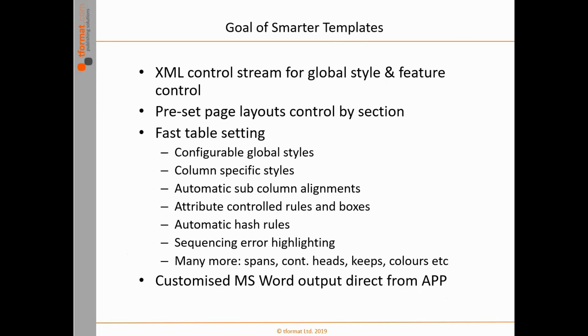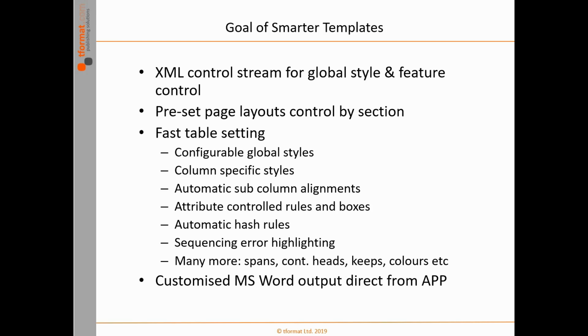So while developing the composition library, we had a goal of smarter templates. We wanted to make use of all the available features inside the latest version of APP, driven through our SML format. We have an XML control stream to control the global styles and also some of the feature switches on and off within the environment, so it's easy to change for the operators. Much of the preset page layouts are defined within the library environment and not by individual documents, but they're controlled by SML, so the operators can quickly change an attribute and get the entire layout changed to what they want.